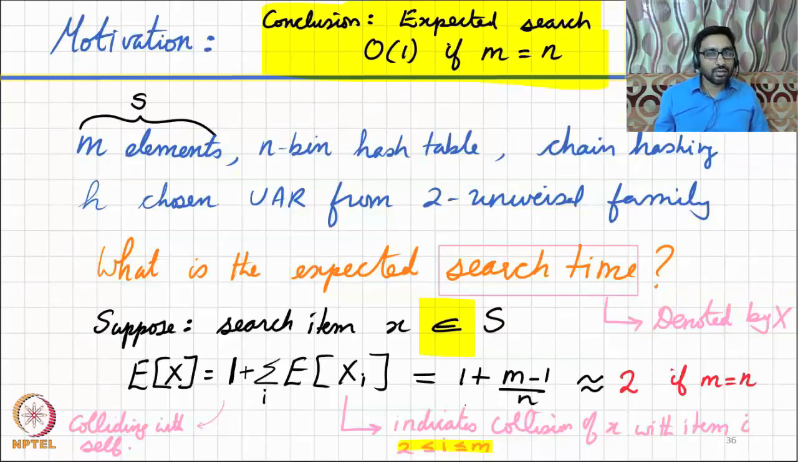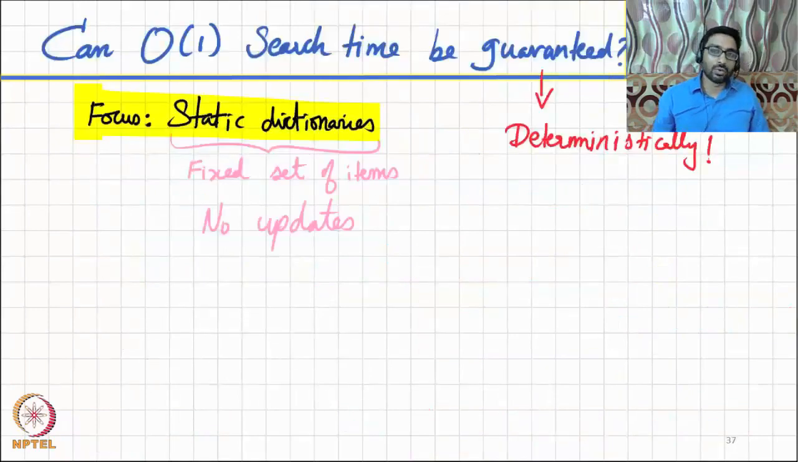The idea of perfect hashing is motivated from this context, but we're going to be a little bit more stringent in our expectation. Instead of requiring an expected search time of O of 1, we are interested in a deterministic search time of O of 1. Can we achieve this requirement?